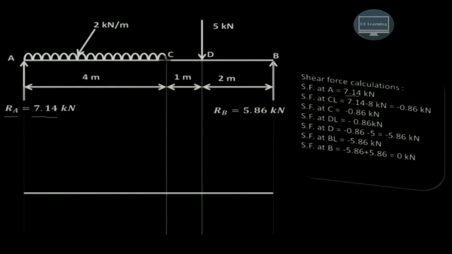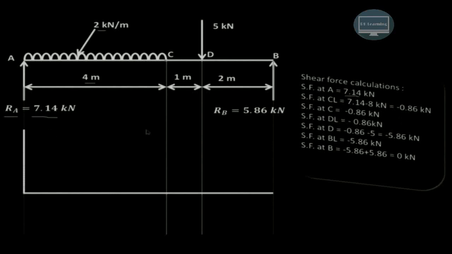Shear force just at the left of the C will have this Ra, that is 7.14 acting in the upward direction, minus this UDL of 2 into 4. So that is 7.14 minus 8, that is minus 0.86 kN.